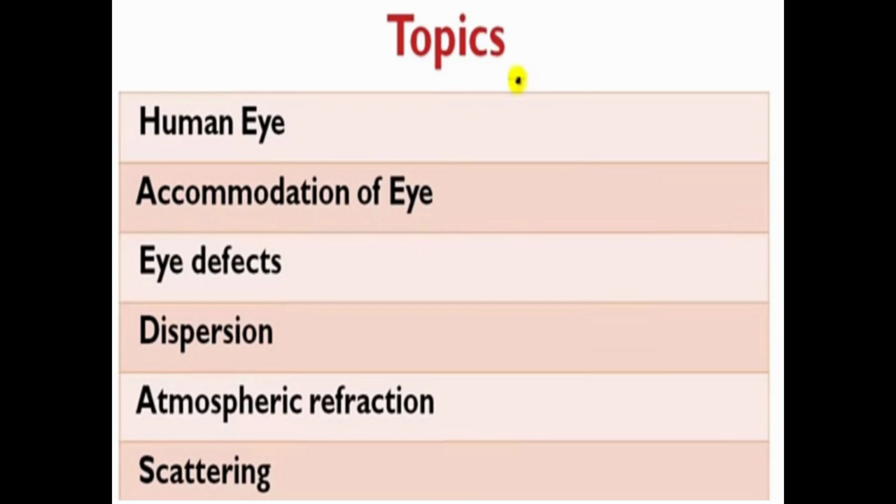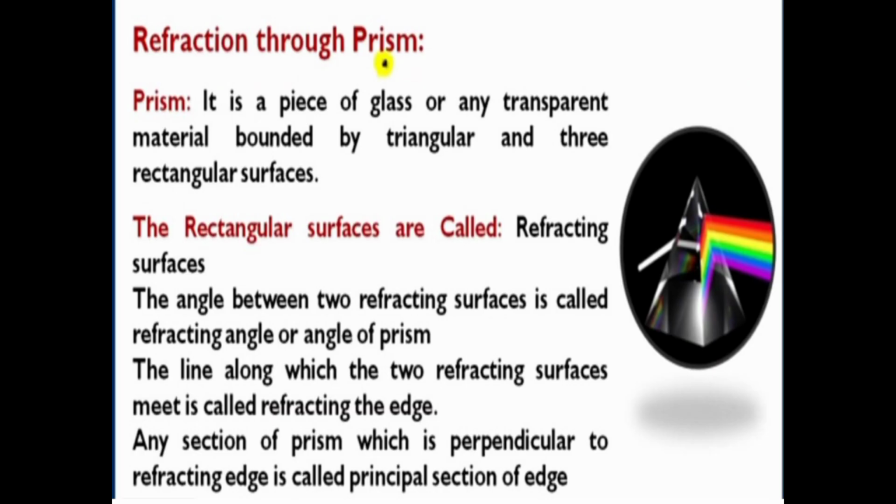In the last session we already studied the basics about refraction, so we will continue from that topic itself. As we studied in the last session, refraction through a prism. A prism is a piece of glass or any transparent material which is bounded by triangular and three rectangular surfaces. As we saw that day, this is a prism.